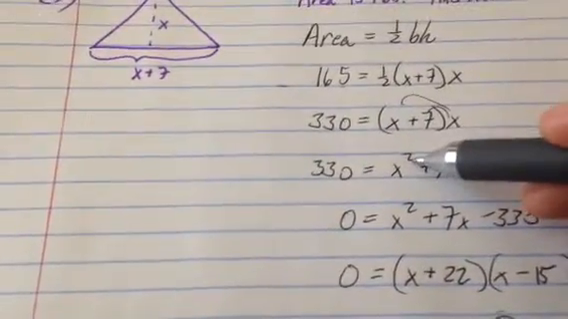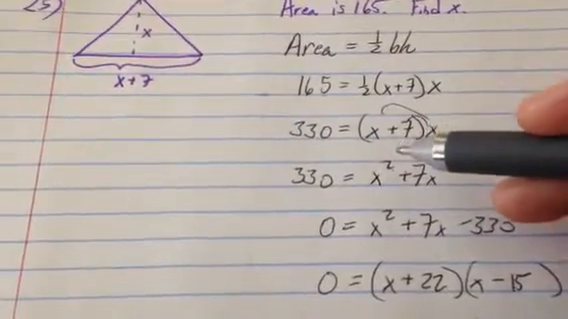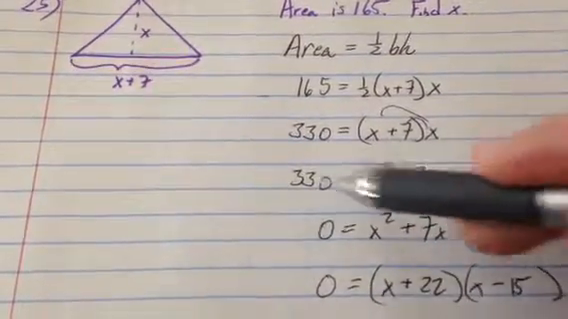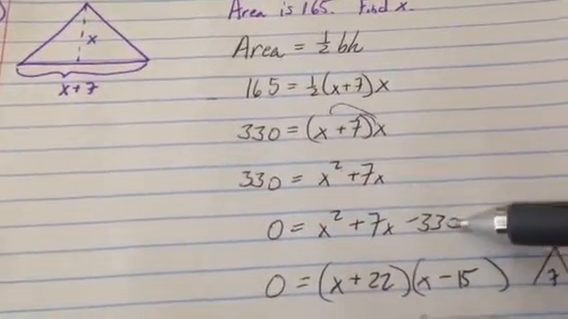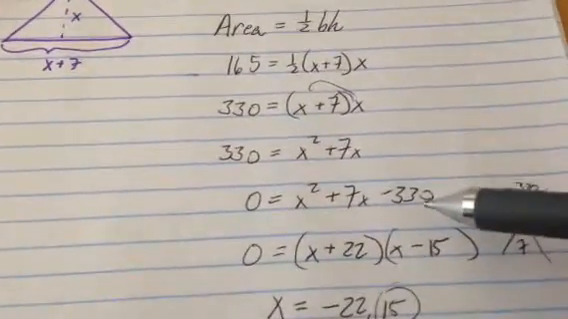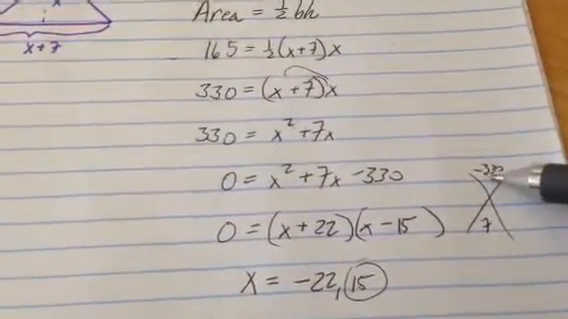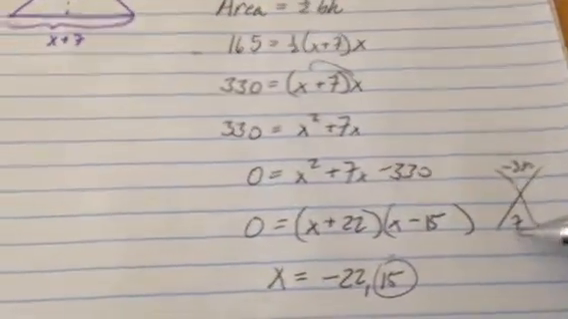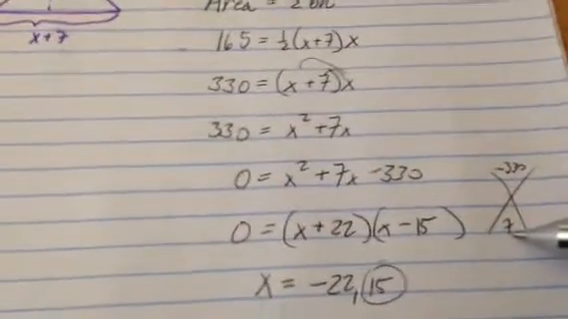I've got a highest power of a square, so every time my power is higher than 1, my goal is to set it equal to 0 and attempt to factor it. So I throw the 330 over onto this side, and I try to factor it. So I need things that are multiplied to make negative 330 that add up to 7.